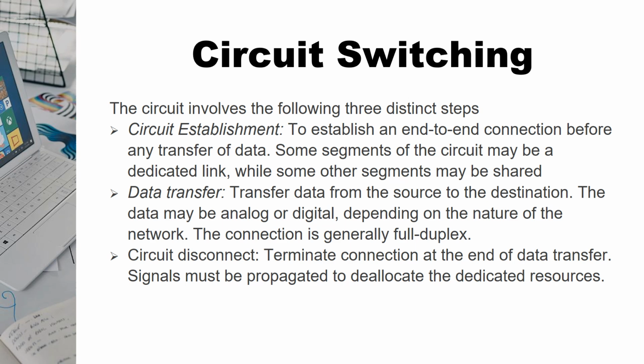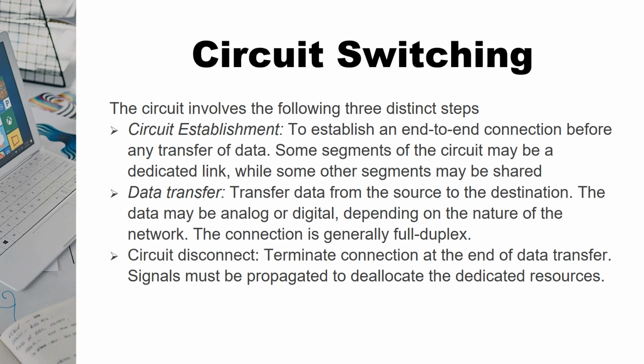Another step is data transfer. Once the circuit is established, data transfer can begin. The sender sends data packets to the receiver over the dedicated circuit, transferring data from the source to the destination. The data may be analog or digital depending on the nature of the network. The connection is generally full duplex.